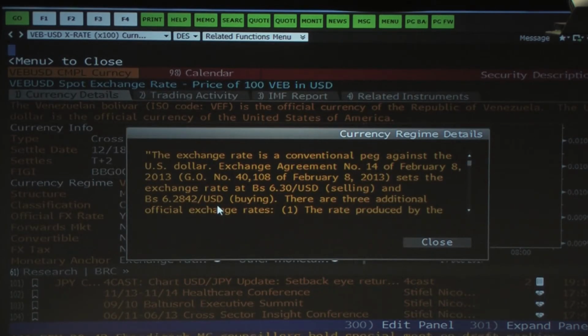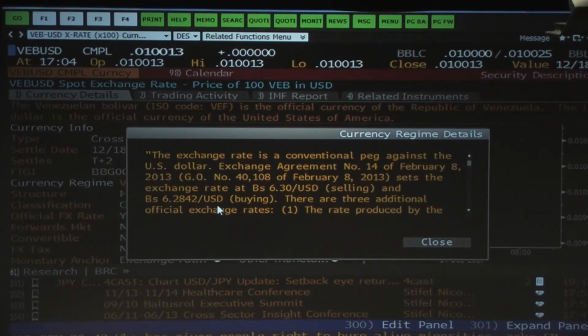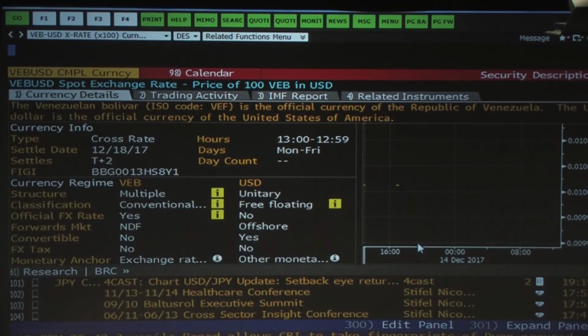Yeah, so it's a conventional peg. So basically, if a country has a pegged or a fixed rate, it means that the central bank will not allow that currency to trade at a value higher or lower than whatever it's pegged against.